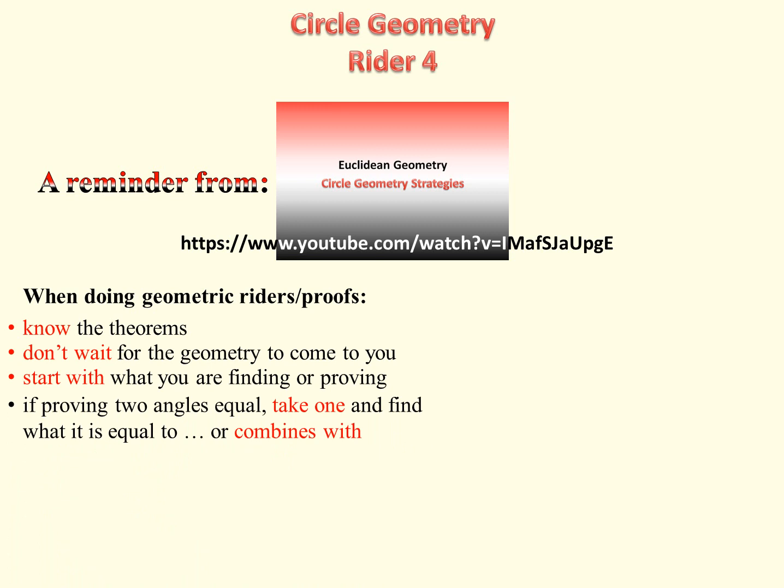If proving two angles equal, take one and find what it's equal to or what it combines with. If proving something about lines or shapes, ask whatever it is so. If I have to prove lines parallel, say, well, what if the lines were parallel? Oh, these alternate angles would be equal. If you try to prove a cyclic quad, what if it was so? Oh, well, this exterior angle would have to equal this interior opposite angle.